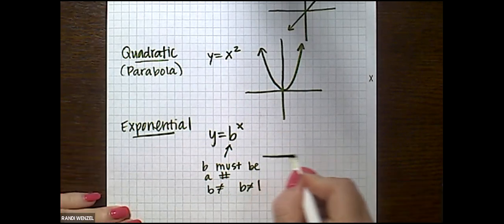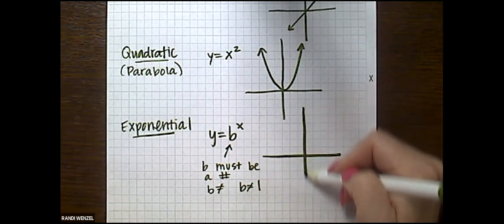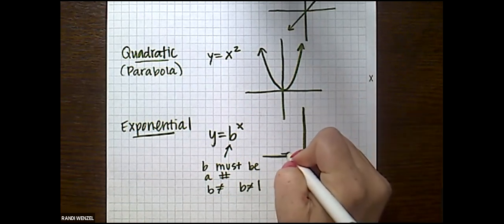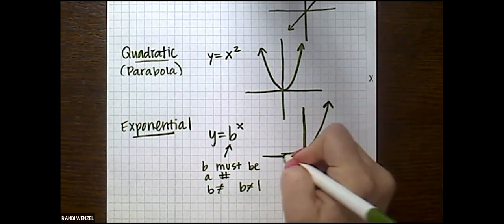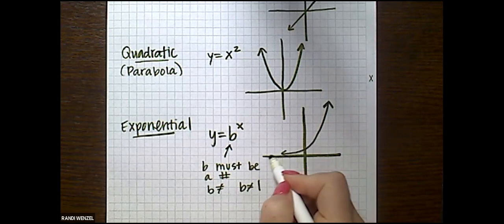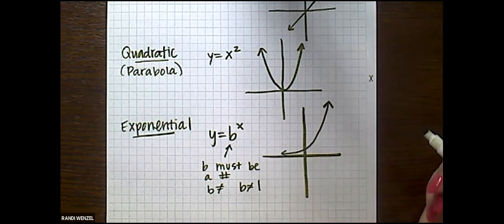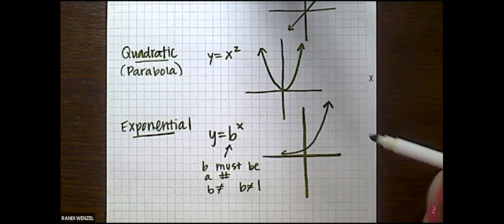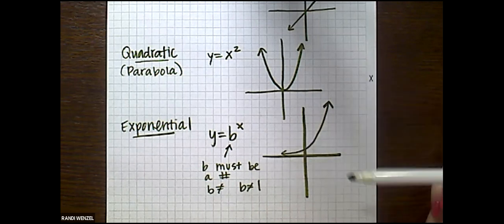But these graphs kind of look like this. They get big real fast. So they get real small, small, small, small, and then they get real big, big, big, big. So if you ever heard someone say it increased exponentially, that means it increased really fast.